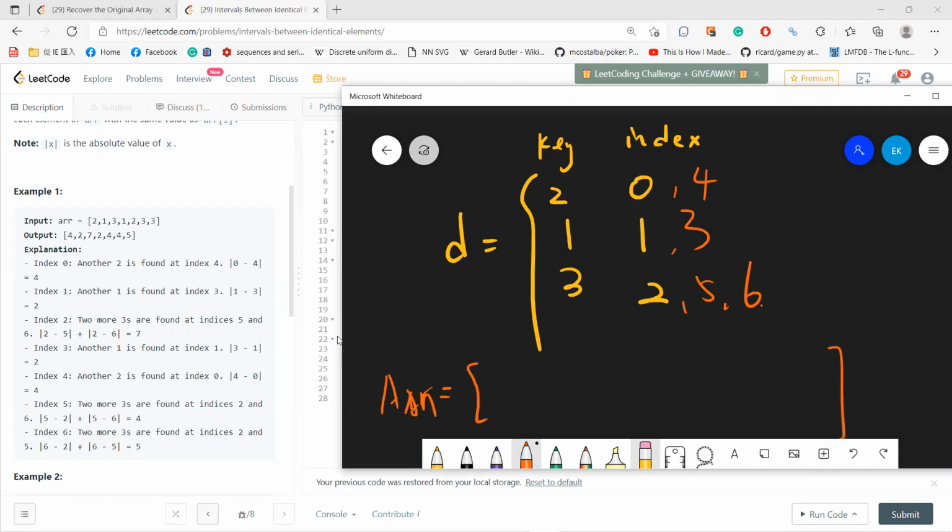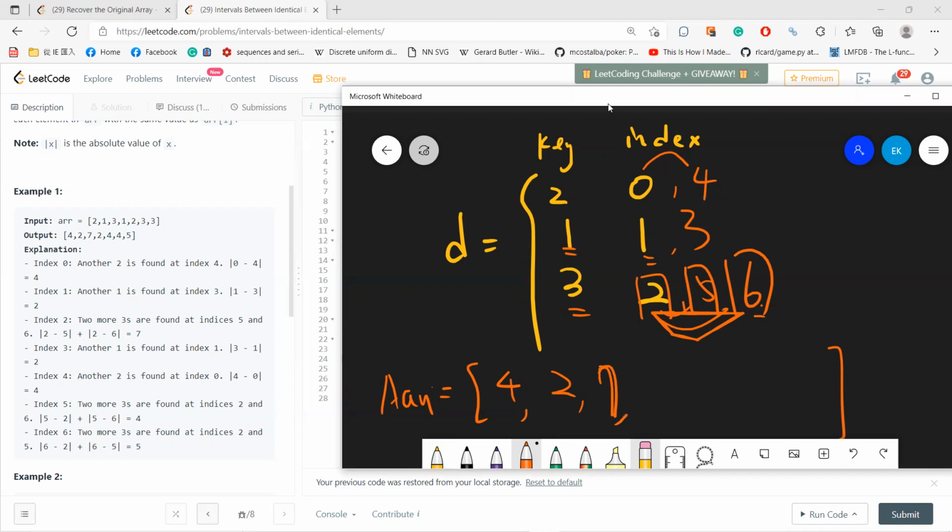Let's say this is your answer. You need to count starting from 2 again, right? You get 4, because this one's distance is 4. For 1, you get distance 2. Then for 3, you start from index 2, 5 and 6. So you need to count this distance and this distance, so it's 3 plus 4, so it's 7.